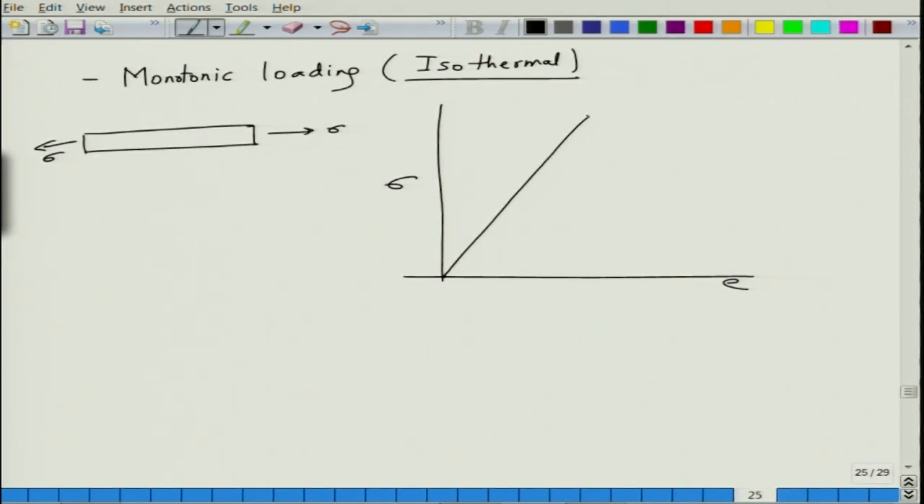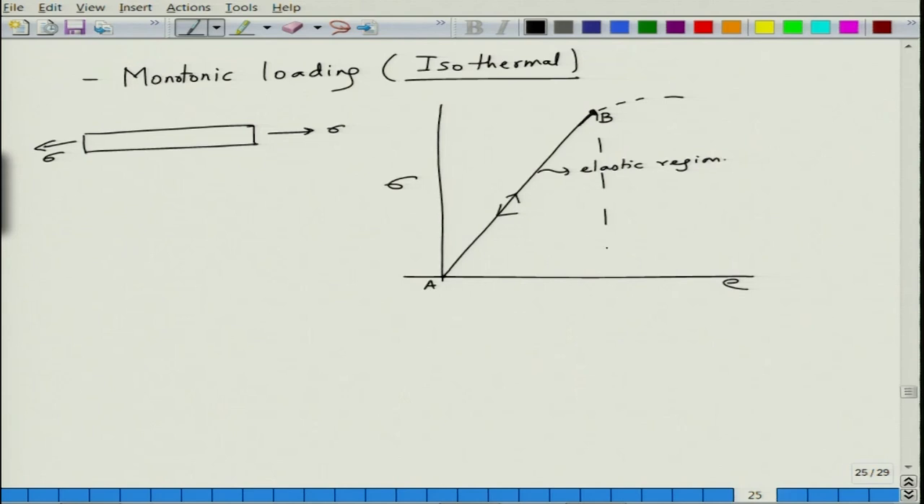it follows up to a certain point, let us say from A to B, this is the elastic region. So this is the increase in stress, the start of the plastic point, and when you release it, you come back along the same path. Okay. So this process is isothermal, and there is no dissipation of any energy whatsoever.